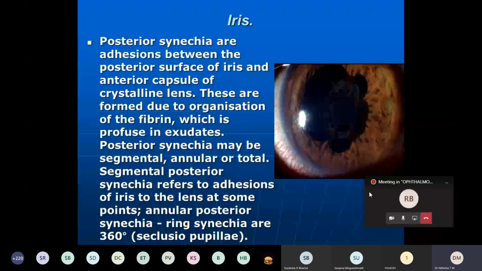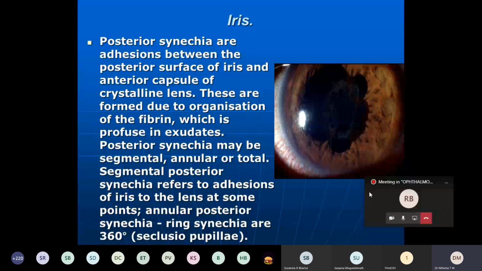Okay, and when there is a formation of posterior synechiae with occlusion of your pupil, preventing the drainage of the aqueous from the posterior chamber to the anterior chamber, then it is called occlusio pupillae. So you should always remember what is occlusio pupillae. This also can be asked for your 5 marks question.